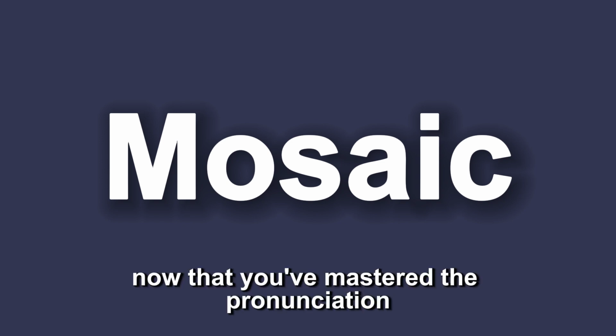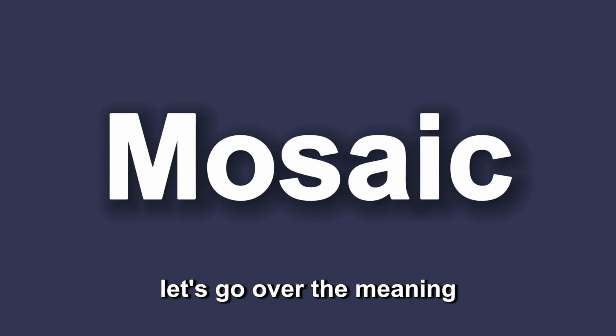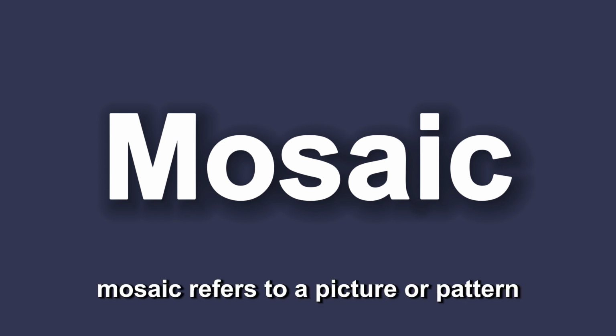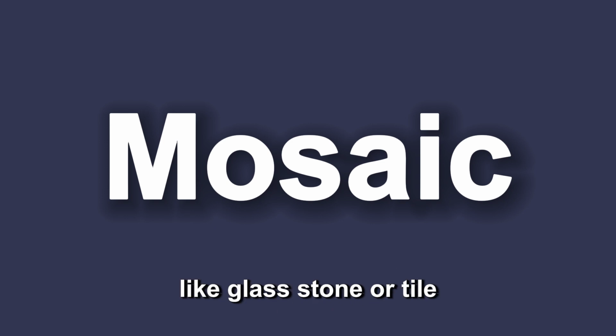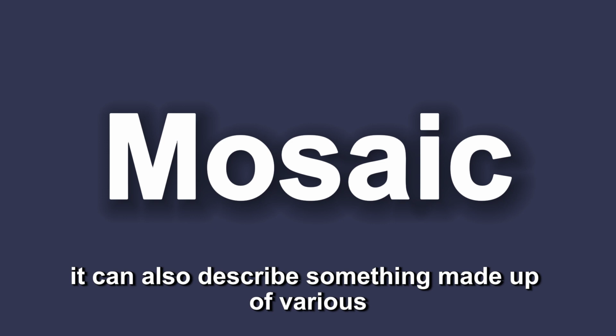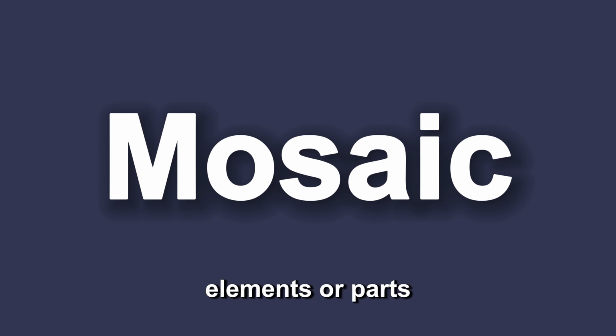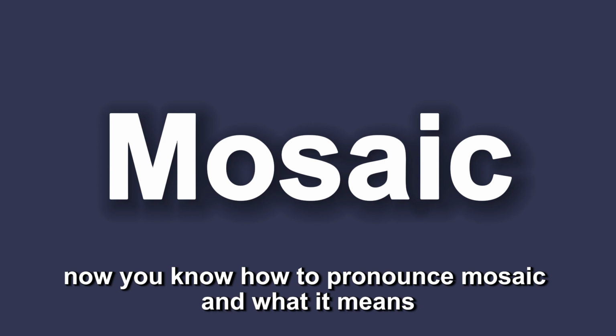Now that you've mastered the pronunciation, let's go over the meaning. Mosaic refers to a picture or pattern made by arranging small pieces of material, like glass, stone, or tile. It can also describe something made up of various elements or parts. And that's it. Now you know how to pronounce mosaic and what it means.